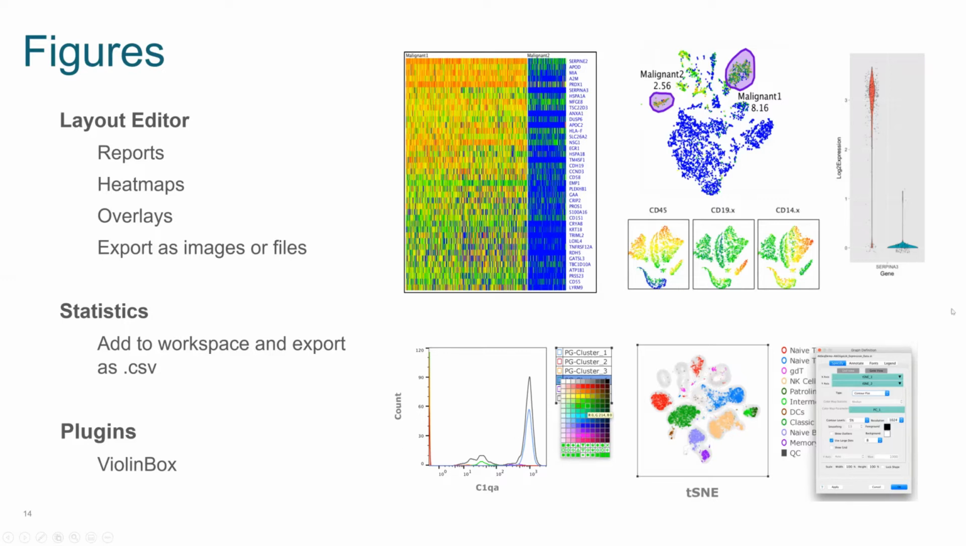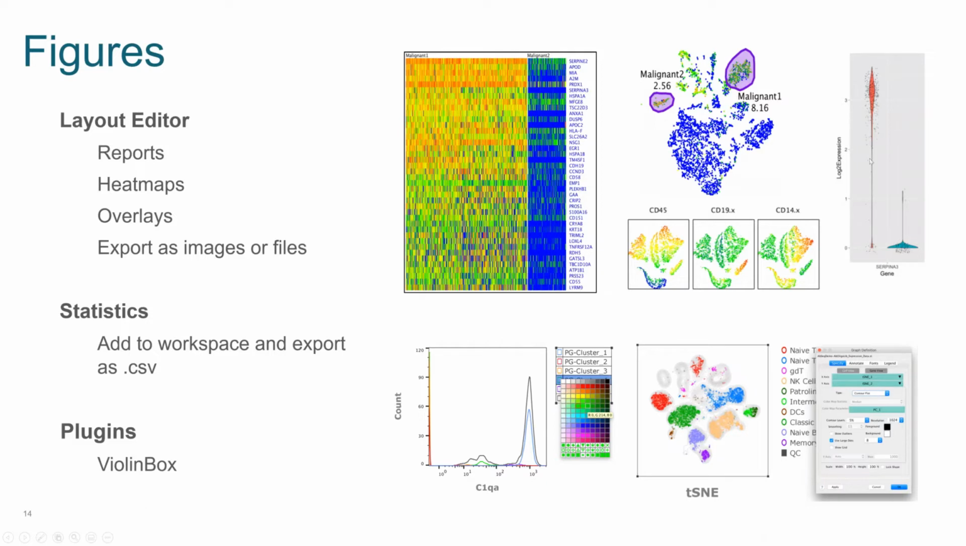So again, you're making all of your figures within the SeqGeek platform. And all of these figures can be exported as images or as a different type of file format, like a PDF. There's also an ability to get statistics. So if you do need hard numbers, that can be exported from the Workspace as a CSV file. And so there's a lot of native functionality for formatting your figures, but there are also some plugin options.